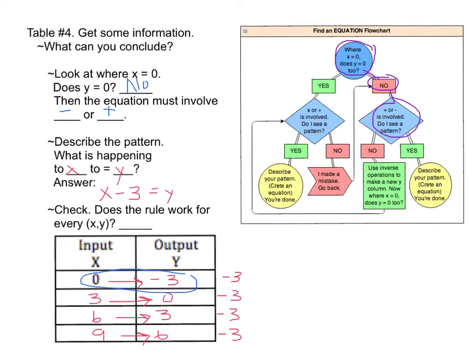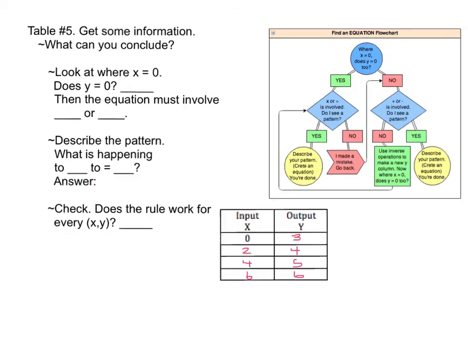So now I'm going to check, does the rule work for every x and y? Well, if we use substitution, I take 0, substitute it for x, and 0 minus 3 would equal minus 3. So it works for that row. Now I'm going to substitute 3 for x. 3 minus 3 equals 0, works for that row. 6 minus 3 equals 3, works for that row, and so on. So I can say, yes, the rule works for every x and y. I have found my equation.